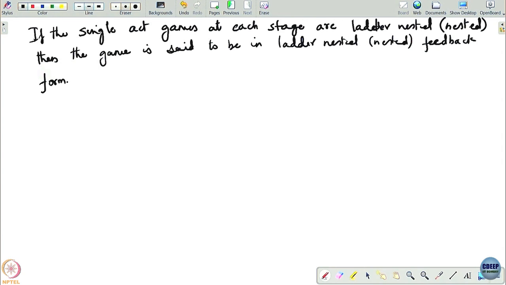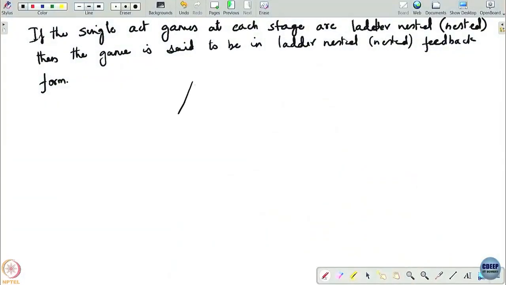Okay, so we can just write out what we are looking for as far as the equilibrium is concerned. Of course, you can just write out a Nash equilibrium in the usual sense. But now we can look for a Nash equilibrium which will hold in this feedback manner. What would that mean? What that would mean is that suppose you have a game like this of k stages.